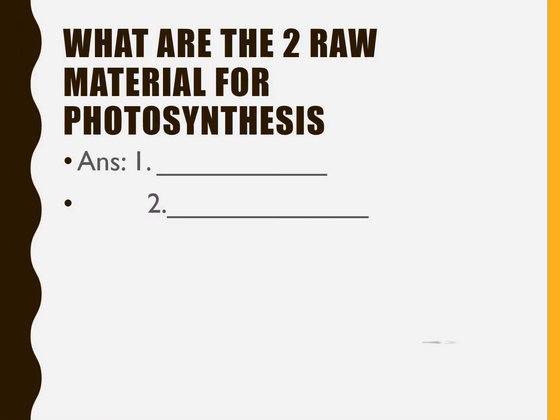Now the next question is, what are the two raw materials for photosynthesis? Answer this question. Simply the reactants. The two main reactants are the raw material of photosynthesis. Write the correct answer of this question.